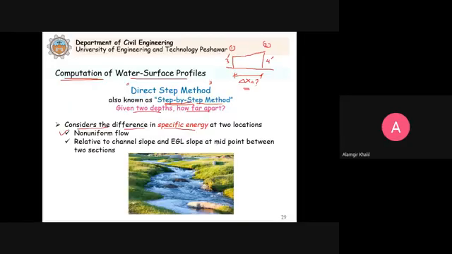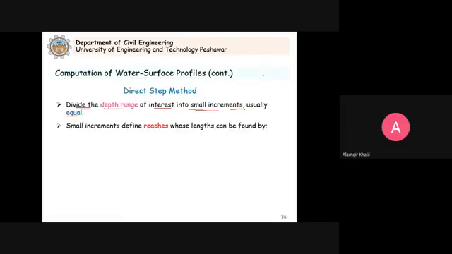Then these small increments define the reaches whose lengths can be found by this equation. We already discussed this equation. You can determine delta X using this equation, and in this equation, S will be given by the equation that we just discussed, in British gravitational units and in SI units. So S will come from here for average conditions, V bar and R_H bar.